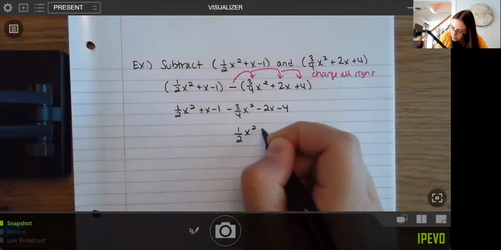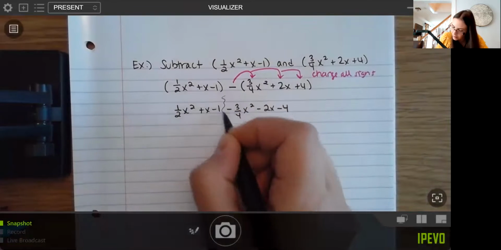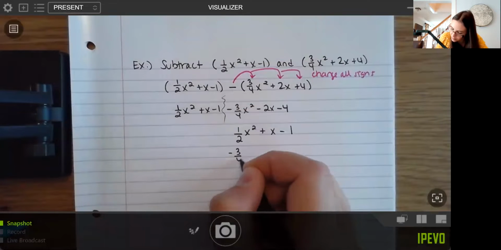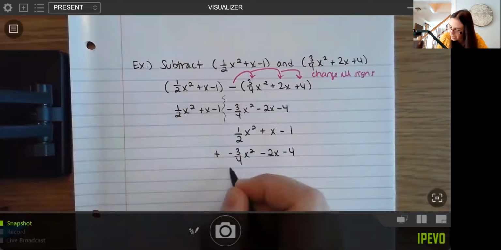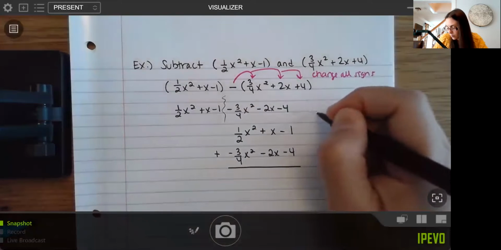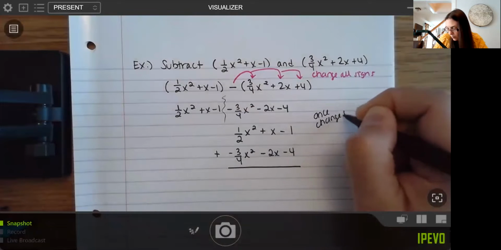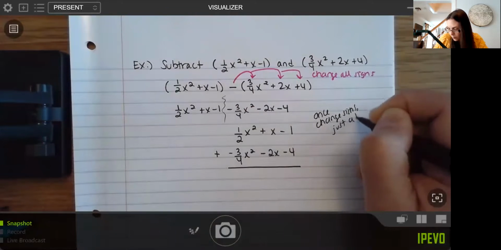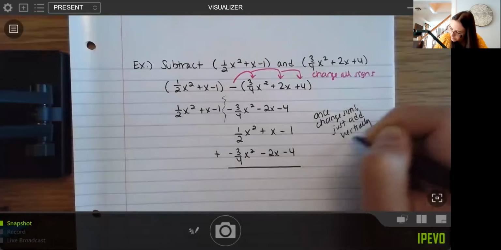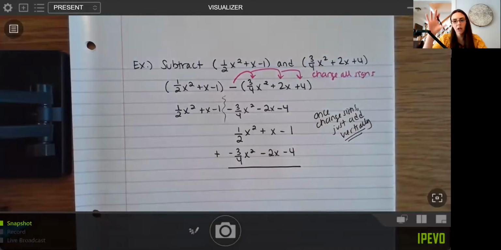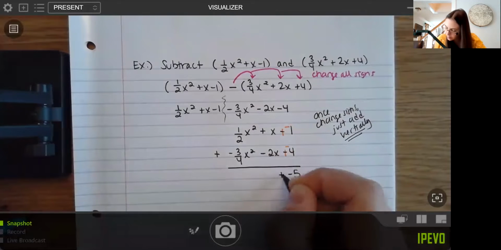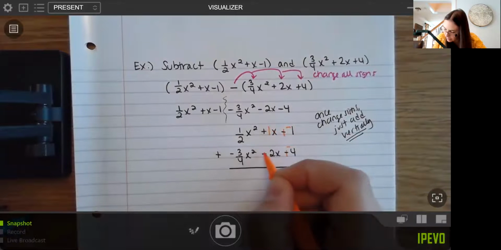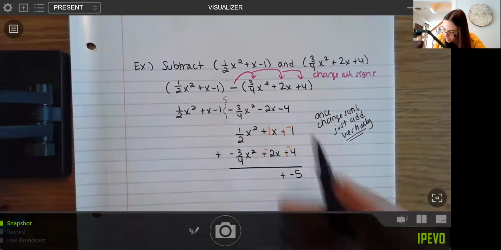So here's my first polynomial, right? And then my second polynomial is negative 3/4 x squared minus 2x minus 4. And then now we've already changed things over, so you're just adding them together. Okay. So if you're doing the vertical setup, once you've changed everything over, then you can just add vertically. You don't have to worry about it. So here you have a -1 and a -4, which is -5. You have a +1 and a -2, so I would have a -1x.